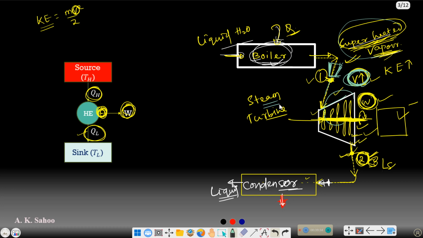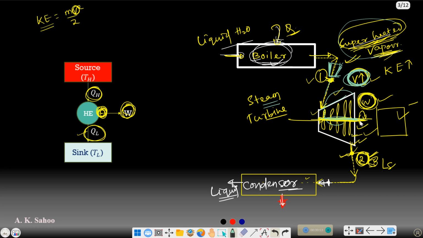Steam turbine. Due to high kinetic energy, the fan blades which are mounted over this shaft will start rotating. And due to rotation of these blades, this shaft will also rotate. And when this shaft rotates, we get the mechanical power.